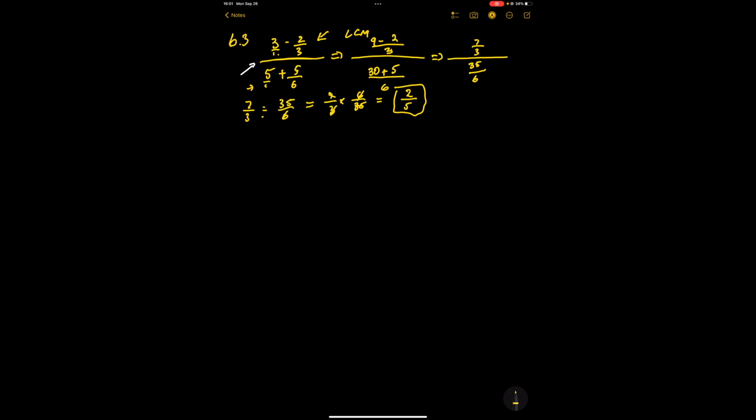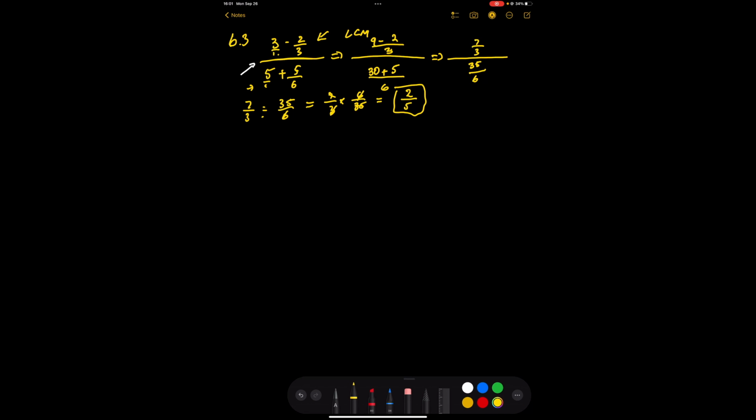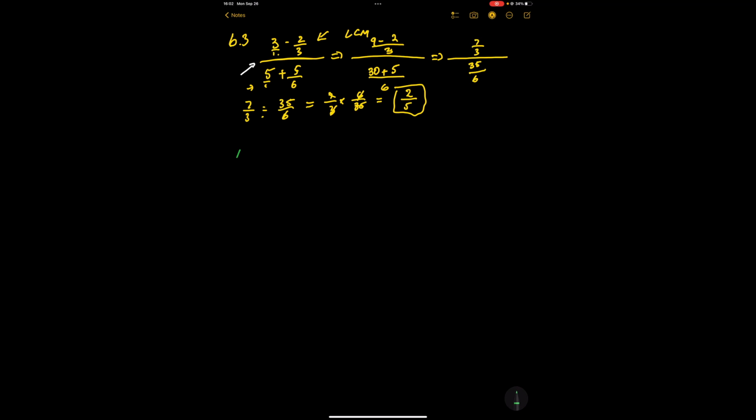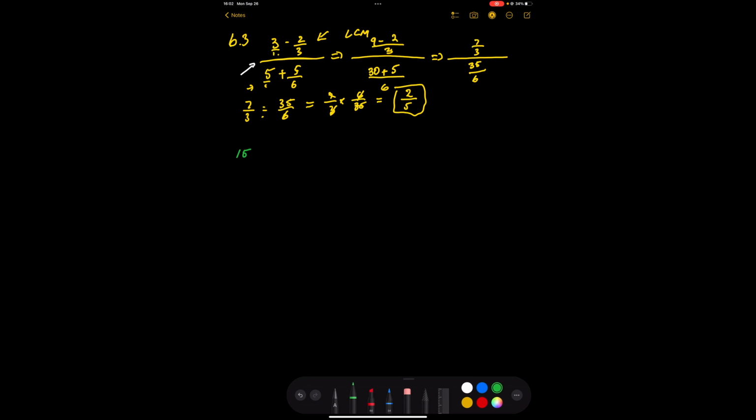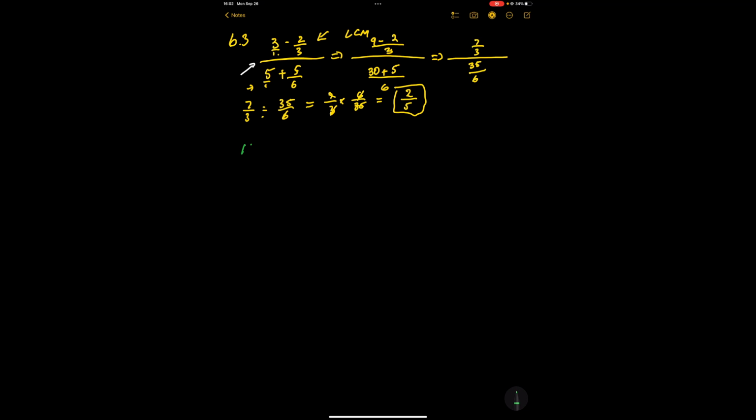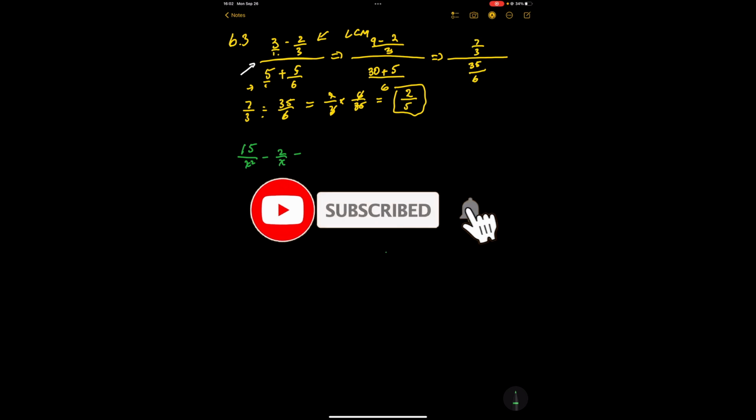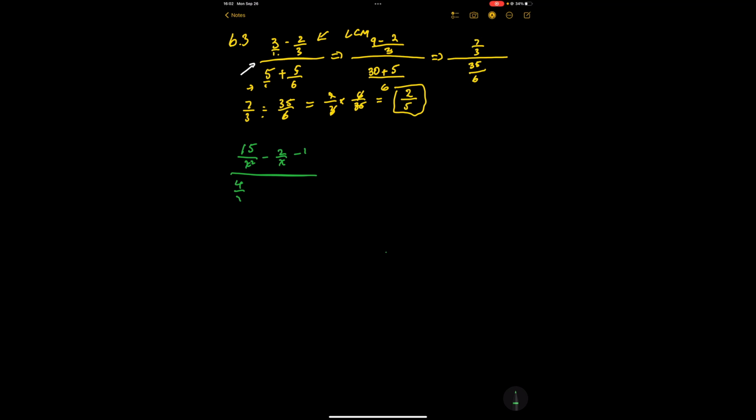So now, let's do another example. I think it's going to be pretty quick. Let me choose a different color. Let's say we have 15 over x squared minus 2 over x minus 1, all over 4 over x squared minus 5x plus 4.